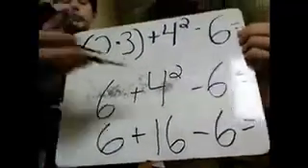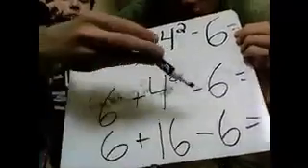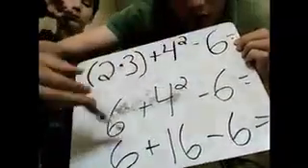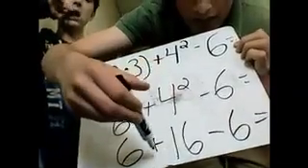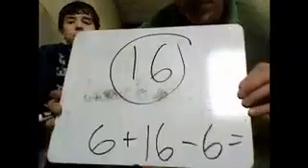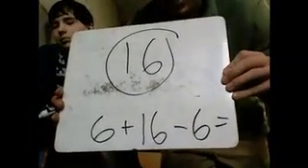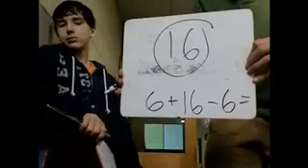When you have an addition and a subtraction, you just follow right in order. So it's 6 plus 16, and then after you have that answer, it'll be minus 6. And my answer is 16. As you can see, I did 6 plus 16, which is 22. 22 minus 6 goes back to 16.